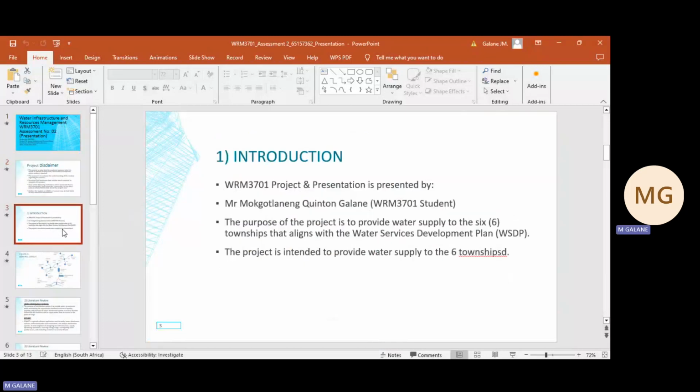Number two, introduction. The project was intended to provide a water supply distribution network to supply 6 townships with water.